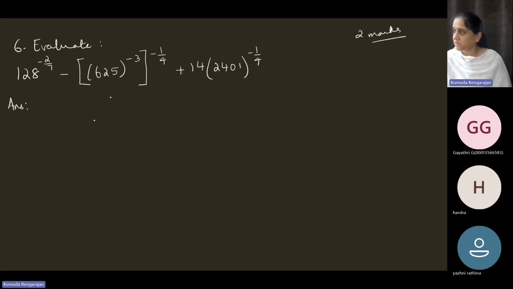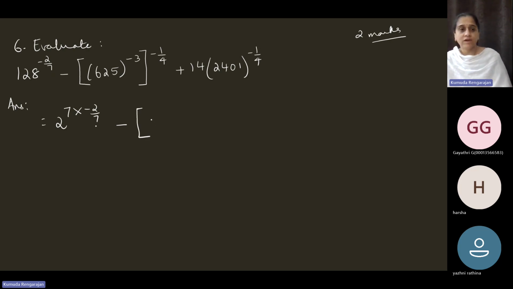No, you should write it in the exponential form to simplify. Just divide 4 minus 5 power 36. That answer will be complicated. So what is 128? 2 to the power 7. But there's already power minus 2 by 7. So multiply minus 2 by 7, correct? Then minus. Okay, what is 625?